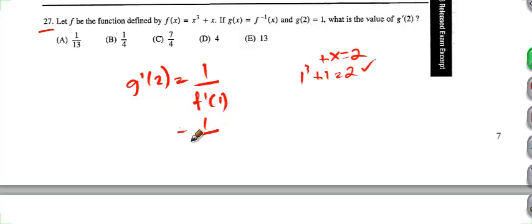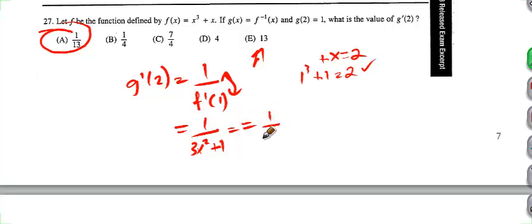Okay, so f prime would be 3x squared plus 1. Now that we've got 1 over 3x squared plus 1, we have to plug in our 1 value. So 1 over 3 times 1 squared is 3 plus 1 is 4. So we get our 1/4.